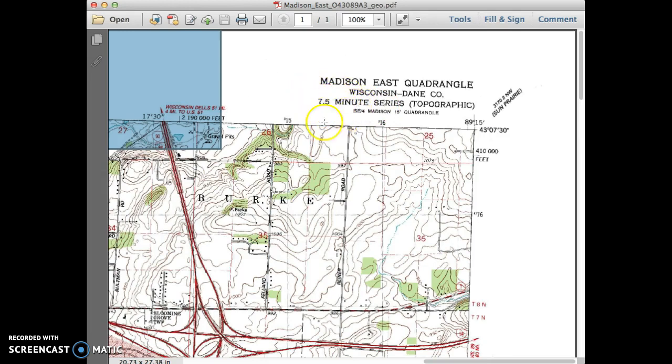And what that number tells us is that the map from top to bottom and from left to right covers 7.5 minutes of latitude as well as 7.5 minutes of longitude on the Earth's surface. Another common type of quadrangle that you might see is a 15-minute quadrangle. So anyway, that's some basic information about just the name of the map.